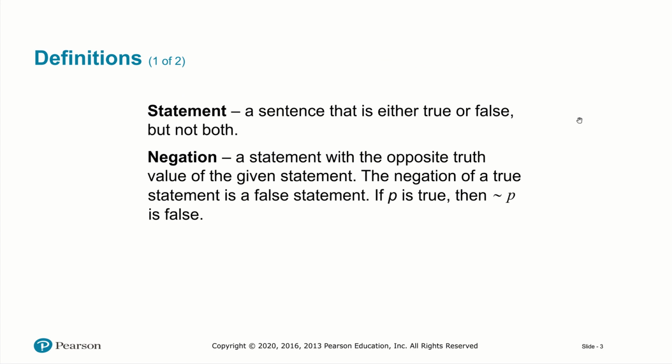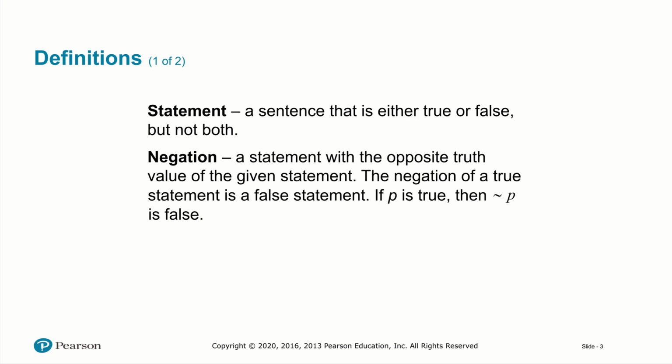So to begin with, what is a statement? A statement is basically a sentence that is either true or false. It cannot be both. What is the negation of a statement? Basically, a statement with the opposite truth value of a given statement. The negation of a true statement is obviously going to be false. The way we say that in mathematics is, if P is true, then not P is false. Usually we just read this negation symbol as not.